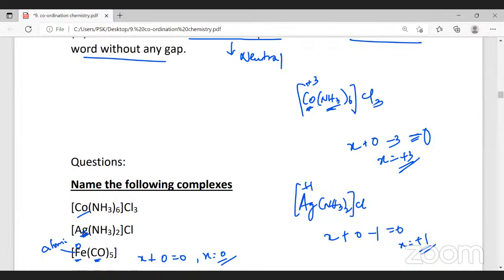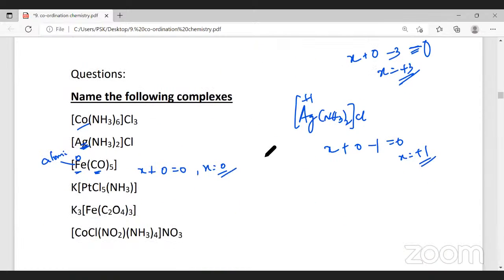Did you follow this, students? Likewise, you should know how to find the oxidation state of the metal. Now we'll take one more example, I'm going to teach one example and we'll stop.